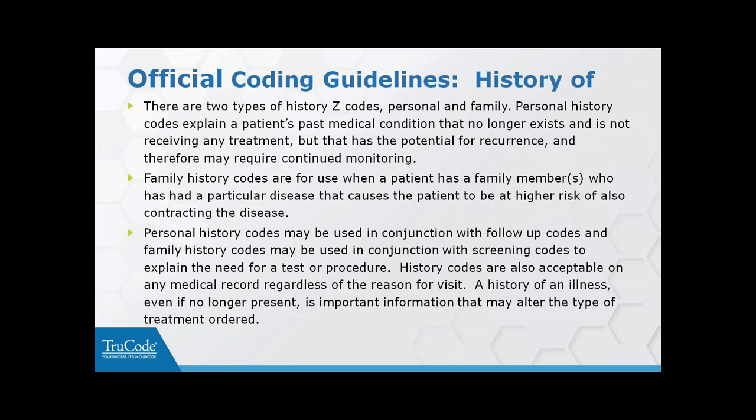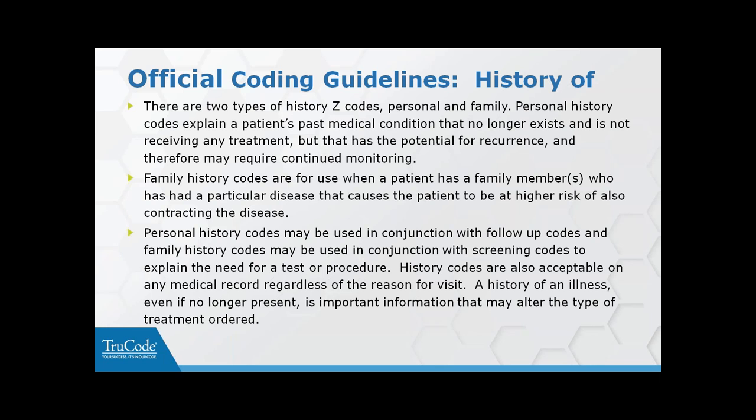Okay, here shows you just a little bit of other codes you might need to use. There are some of the history of codes. Remember that history of codes, which used to be V codes, are now in the Z code range. The history of codes are used when something happened to the patient earlier on. It's no longer current, but we do need to show it because it does impact their care today. And it tells you here, personal history codes may be used in conjunction with follow-up codes, and family history codes may also be used in conjunction with screening codes to explain the need for a test or procedure.